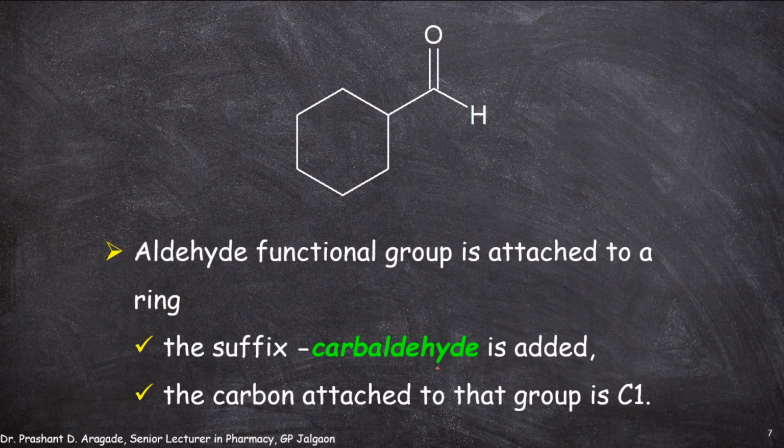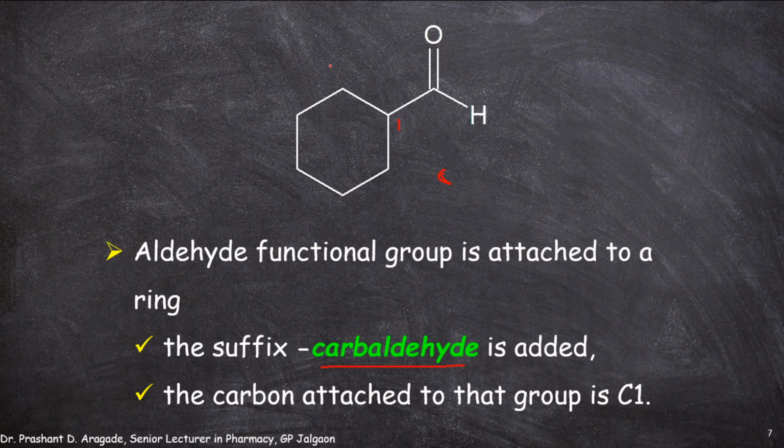If the aldehyde functional group is attached to a ring, then the suffix carbaldehyde is used. Remember that whenever the aldehyde functional group is attached to a cyclic carbon atom, then don't use the Al suffix. You have to use carbaldehyde as a suffix in case of cyclic compounds. And the carbon attached to the carbonyl group is numbered as 1. So this carbon atom is 1. So you can go either clockwise or anti-clockwise for the numbering.